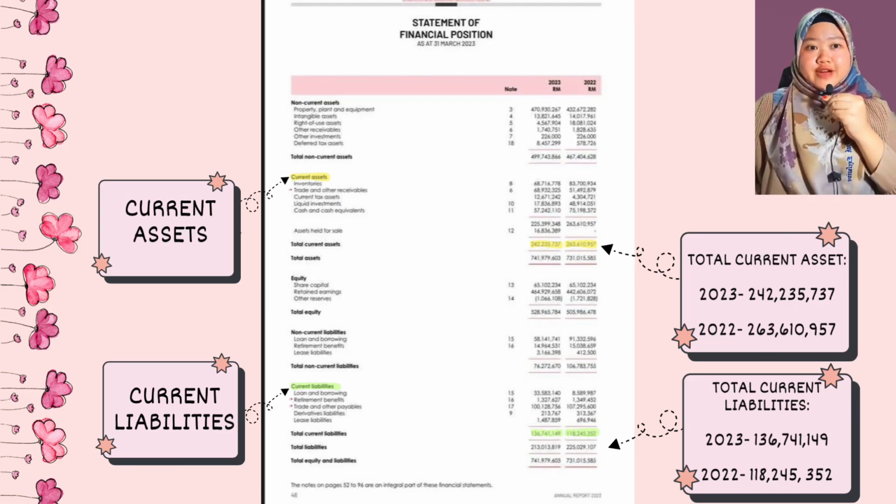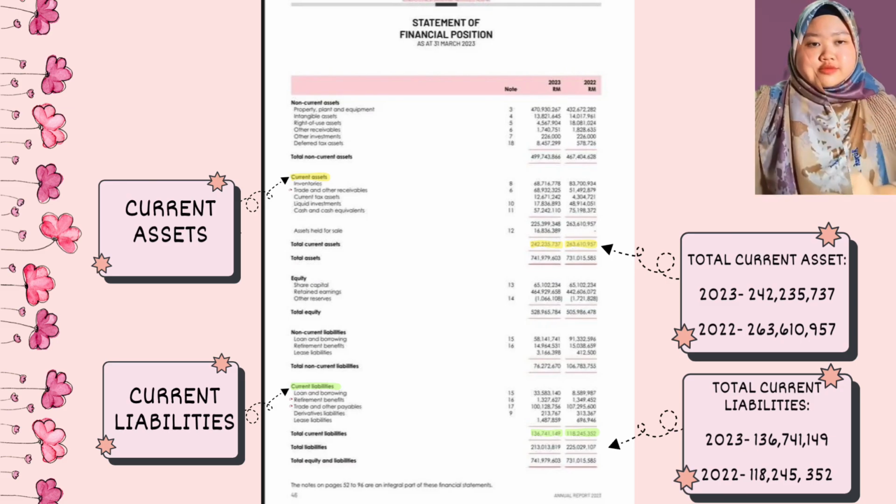So, where can we find current asset and current liabilities, one might ask? We can find them at the statement of financial position. As you can see highlighted here, those are the total of current asset and current liability.